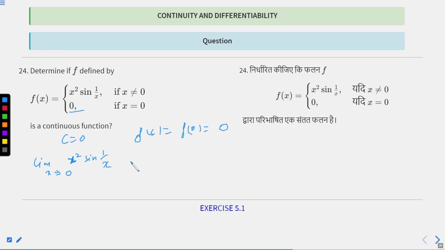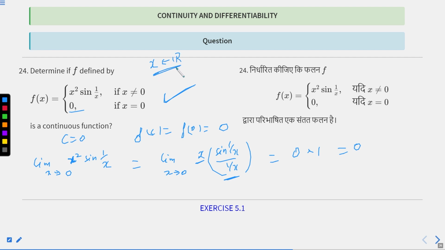Now, as you can see, this will be the limit as x tends to 0 of x times x sine 1 by x, and we know this limit exists, this will be 0. This will be 1, this will be 0. Sorry, 0 multiplied with 1, you will get 0. So this means it is continuous. It is continuous in this domain. The domain is whole R. Okay, clear?